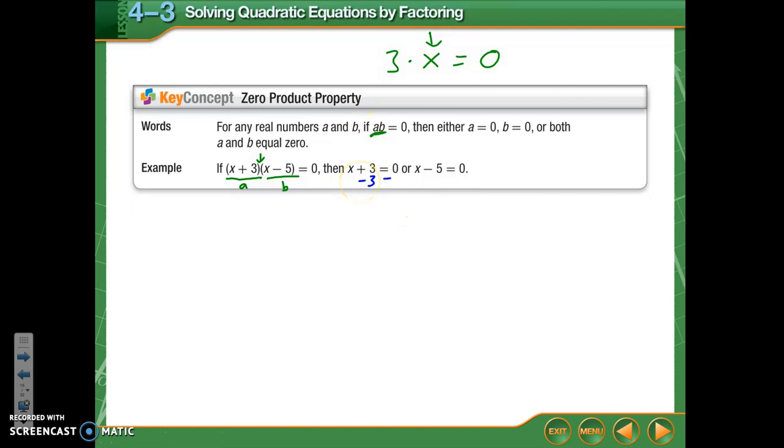If that's the case, and I were to solve those, if I subtract 3 from both sides here, I would get x equals negative 3. And if I add 5 to both sides here, I would get x equals 5. So my x-intercepts here would be negative 3 and positive 5, but the factors are x plus 3 and x minus 5. That's why when we plug them into the factors in the previous examples, we ended up with the opposite signs. It's because of the zero product property.